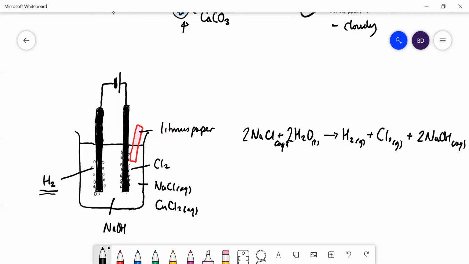Okay, so that's how you test for the gases, and just a little bit of context, talking about the rest of the specification really.